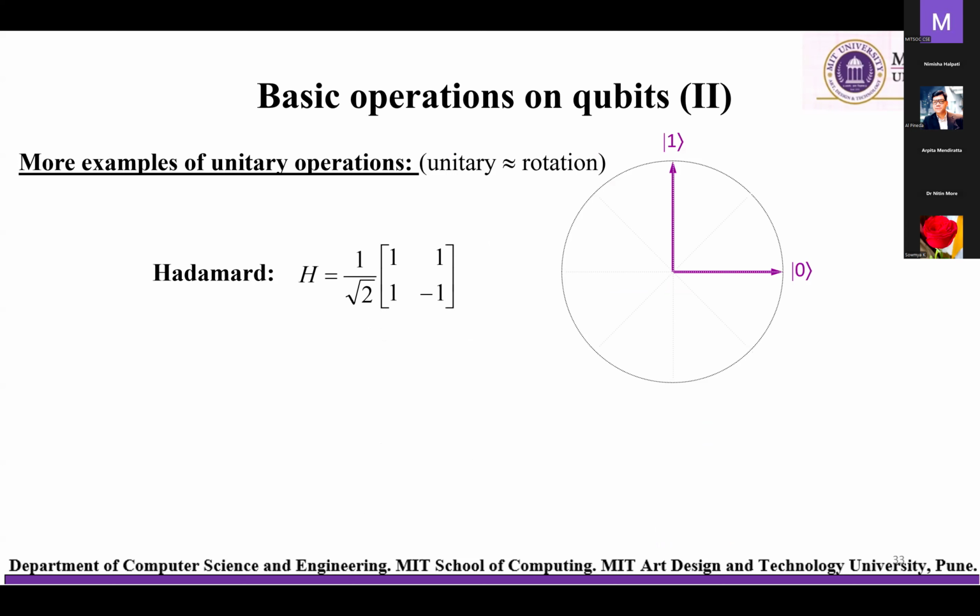More examples of unitary operations which are closely related to the rotations in quantum mechanics can be depicted here in this slide. Number 1, Hadamard gate. The Hadamard gate is one of the most fundamental quantum gates. It applies a rotation that transforms a basis state into a superposition of basis states. It is represented by the following matrix, as you can see.